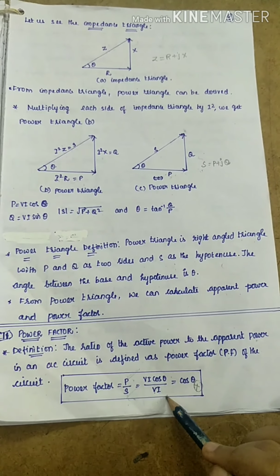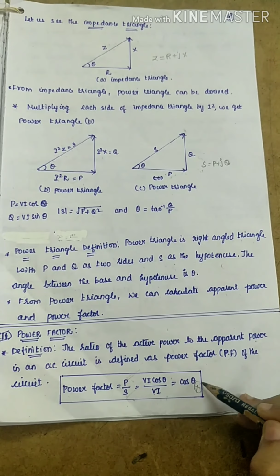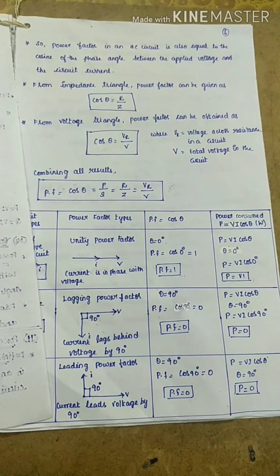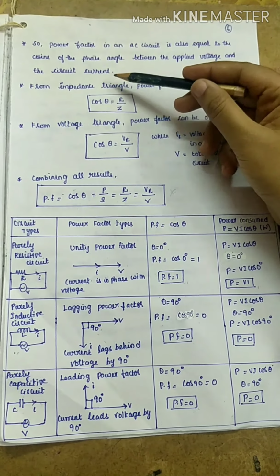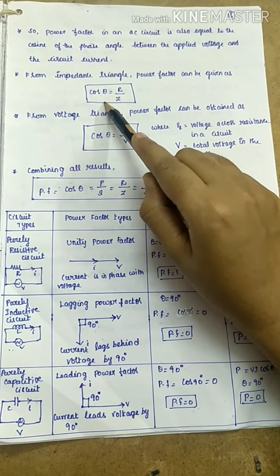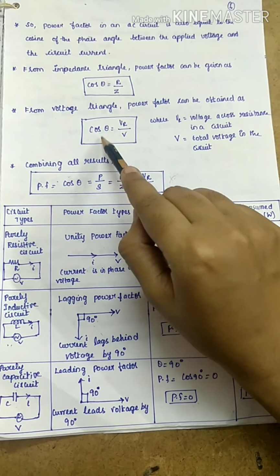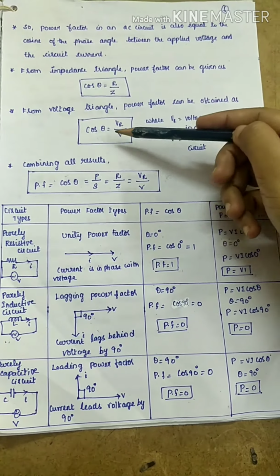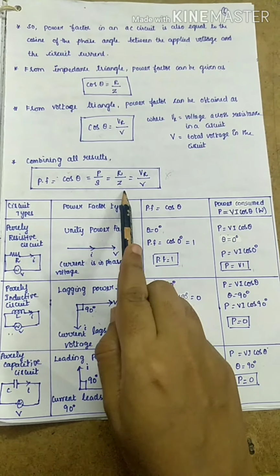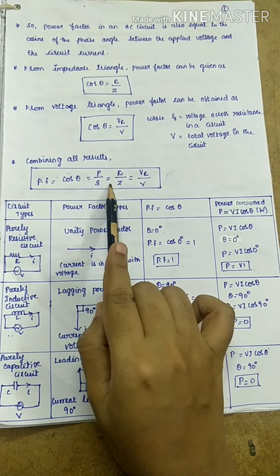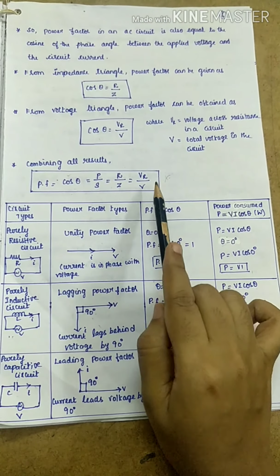Substituting values and cancelling out, I am getting cos theta, which is very important. Power factor is equal to cos theta. From the impedance triangle also I can get the power factor: cos theta is equal to R by Z. For the voltage triangle also, cos theta is equal to VR by V. By combining all the results, the power factor, which is cos theta, is equal to P by S, which is equal to R by Z, which is equal to VR by V.